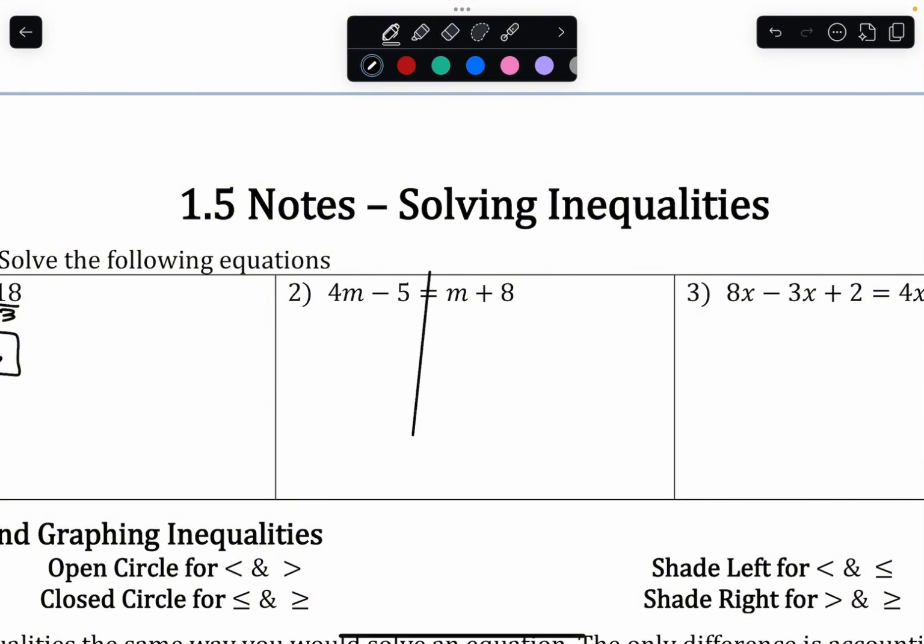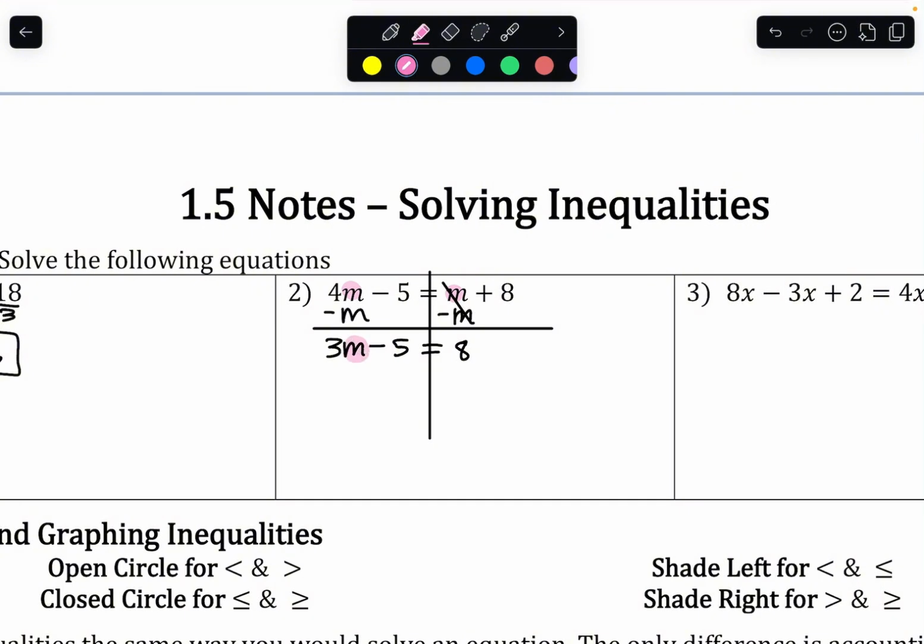Next, I have the variable on both sides of the equal sign. So our first step before we can isolate m is to get rid of all the m's on one side. I'm going to subtract 1m from both sides to get rid of all the ones on the right-hand side. And that leaves me 3m minus 5 equals 8. And so now that m is only on one side of the equation, we are ready to isolate it.